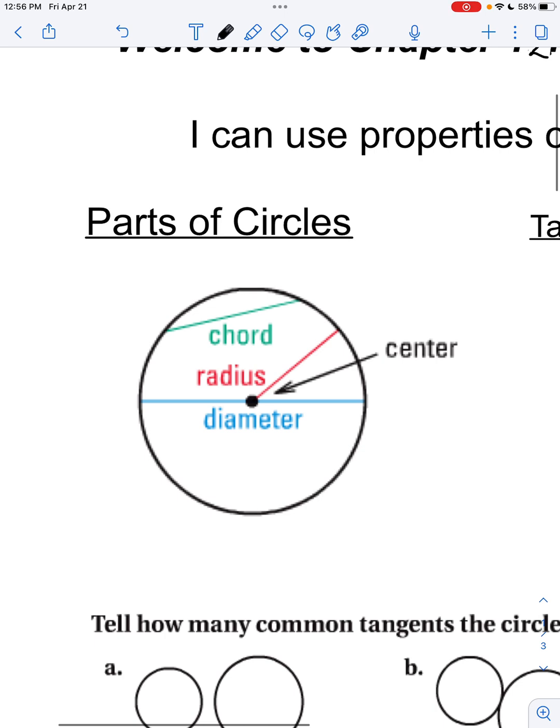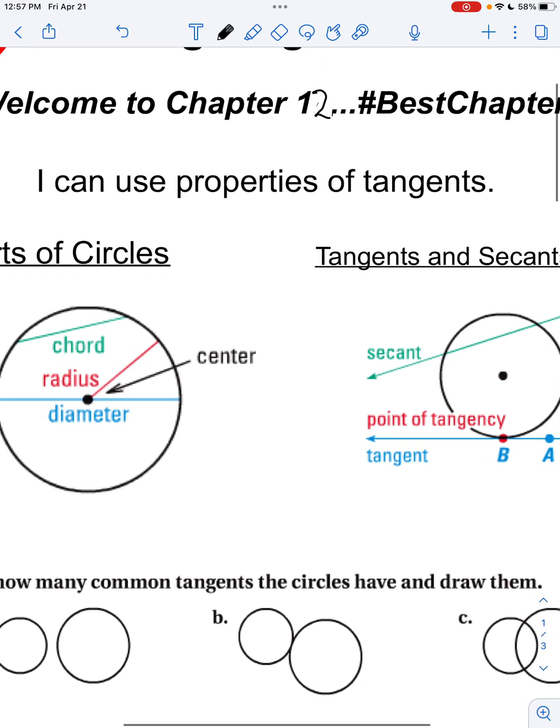So just to review, as parts of our circle, we've got the center. From the center to the edge of the circle is a radius. And then from one end through the center to the other end is the diameter. A chord still goes from one spot on our circle to the other, but it doesn't necessarily have to go through the center.